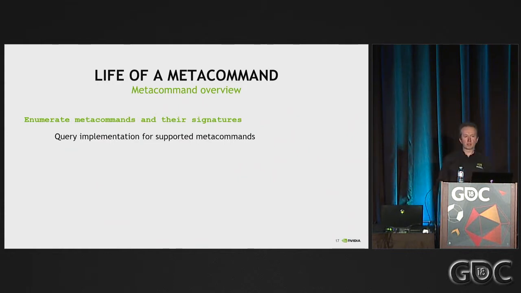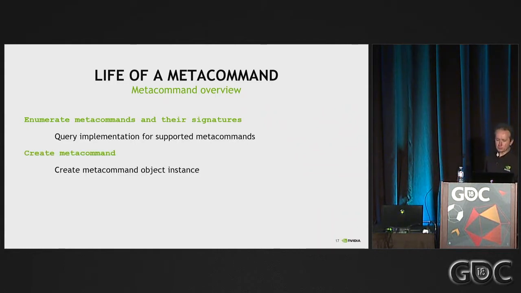Moreover, each meta command can have multiple signatures, just like a function can have multiple signatures, depending on which data type each signature is operating on. So not all signatures may be supported by an implementation. So the client would create a list of what's available, and then it will create a particular meta command instance, the particular meta command it's interested in. So it will return a meta command object instance, which can then be referred to in subsequent operations with the meta command.